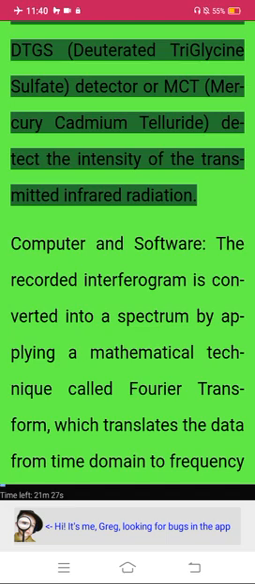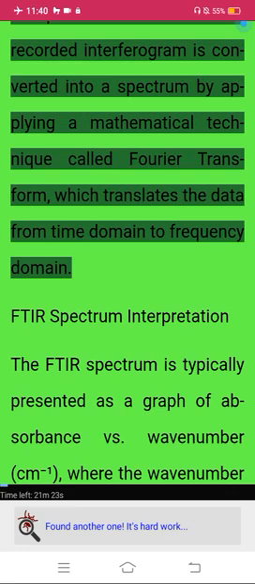Detector. Detectors like a DTGS, deuterated triglycine sulfate, detector or MCT, mercury cadmium telluride, detect the intensity of the transmitted infrared radiation. Computer and software. The recorded interferogram is converted into a spectrum by applying a mathematical technique called Fourier transform, which translates the data from time domain to frequency domain.